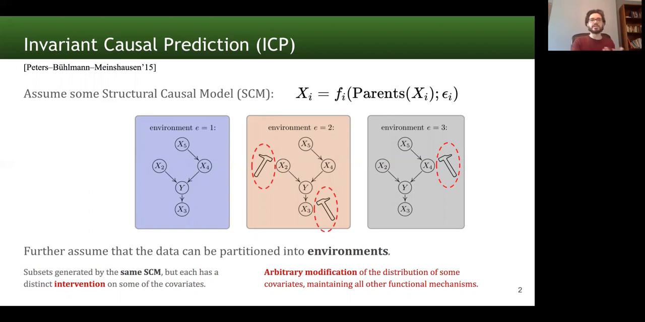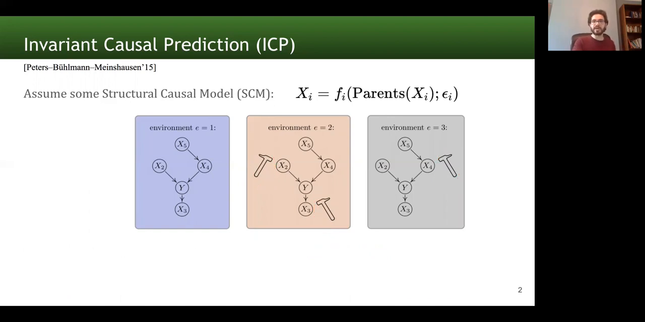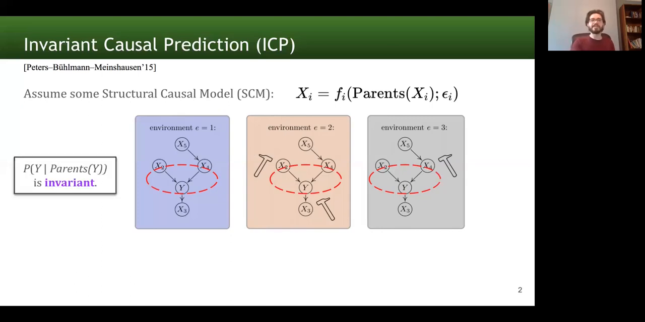So why is this a useful assumption to be making, that the data can be partitioned into environments this way? Well, if you'll notice across these environments, the key observation is that if we assume that Y has not been directly intervened upon, then this functional mechanism by which Y is produced as a function of its parents does not change across environments. Even if we intervene on the other nodes, this is invariant. So put a little more formally, this means that the distribution of Y given its parents is invariant across environments.